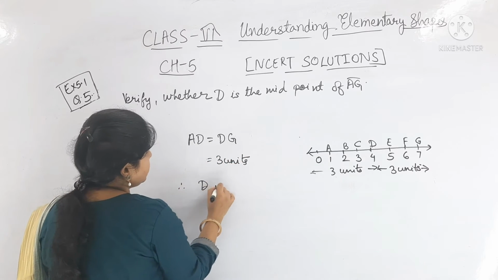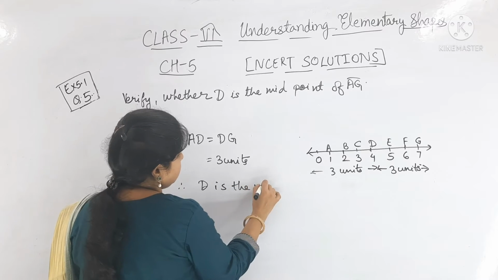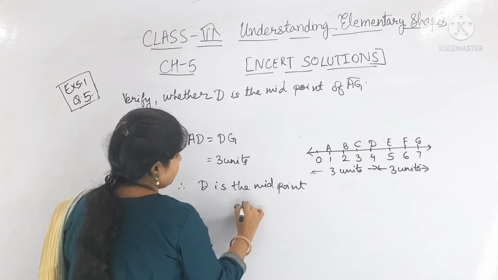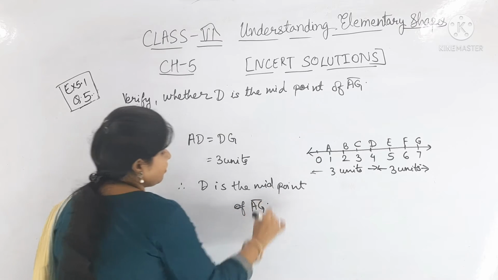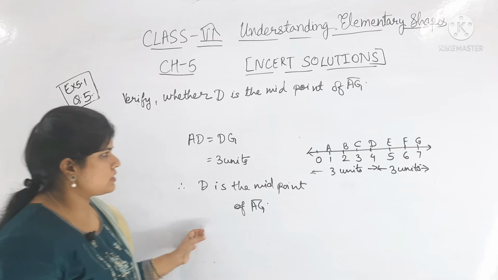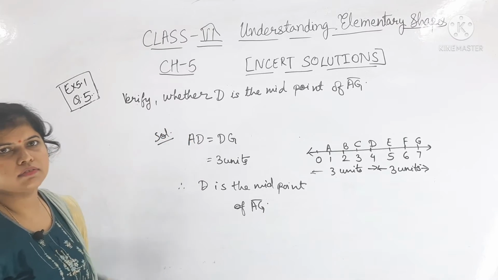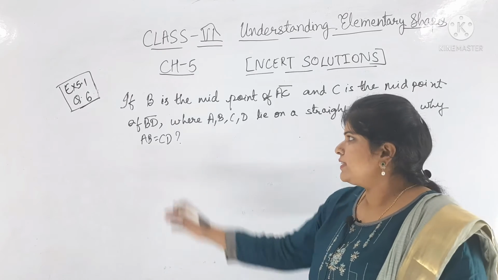Therefore D is the midpoint of AG line. Okay, so this is your answer. This is your answer. Okay students, let's see question number 6.